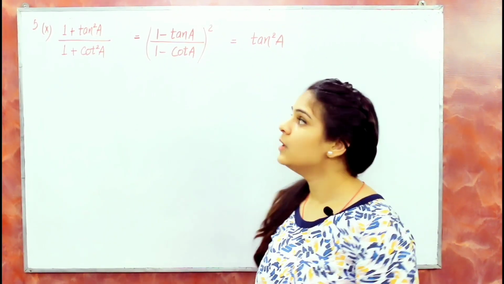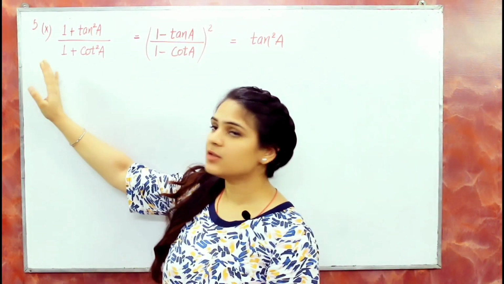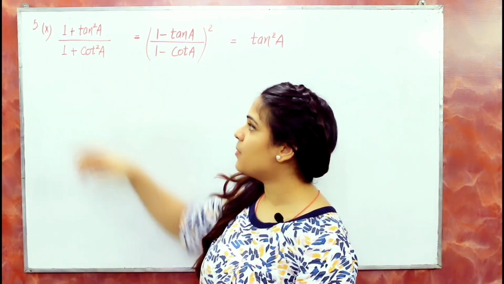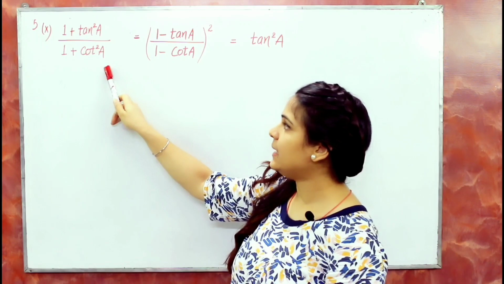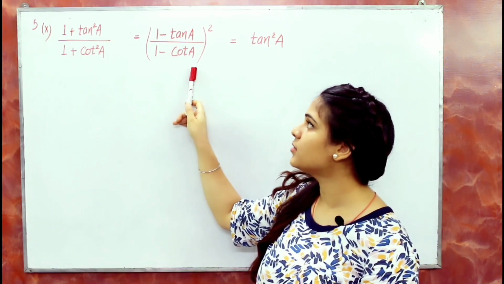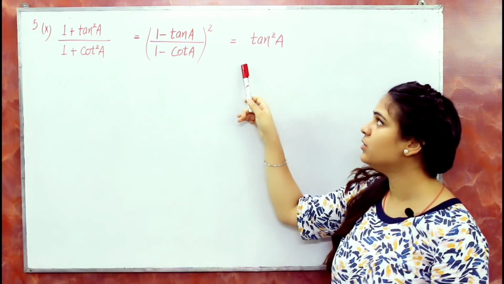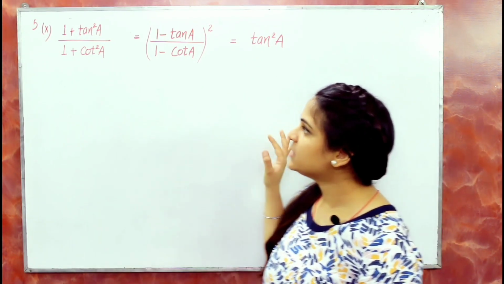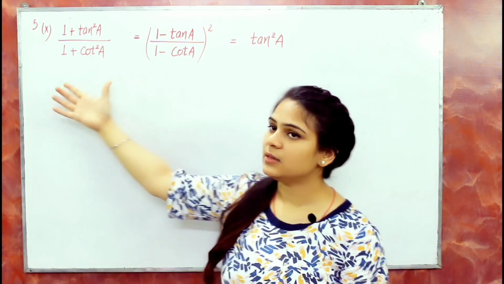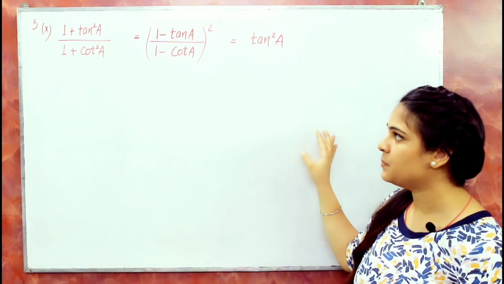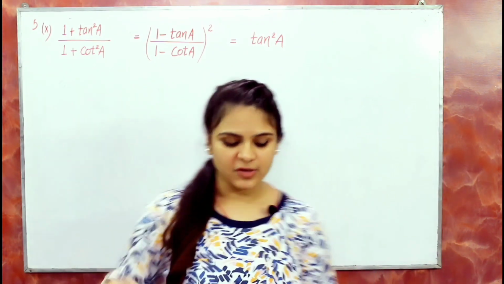Question number 5. This is your last part. 1 plus tan square A upon 1 plus cot square A is equals to 1 minus tan A upon 1 minus cot A whole square is equals to tan square A. In this question, we will simplify these two parts and we'll try to make it as tan square A. So let's start with the first part.